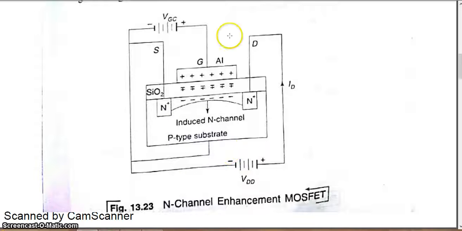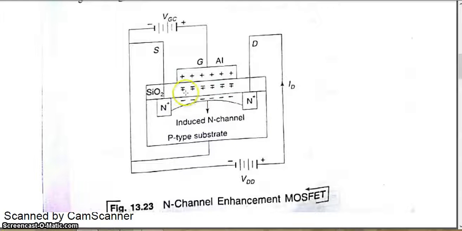When you apply voltage to this, this acts as the metallic layer, and with the silicon dioxide and this N channel, it will act as a capacitor with the silicon dioxide as the insulator. As this acts as a capacitor, when you apply the voltage, it creates an electric field because it induces positive charge here, and because of this negative charges will be polarized here.